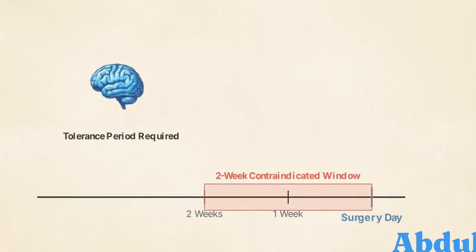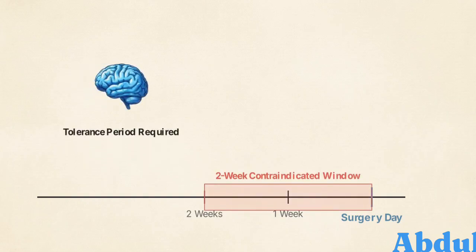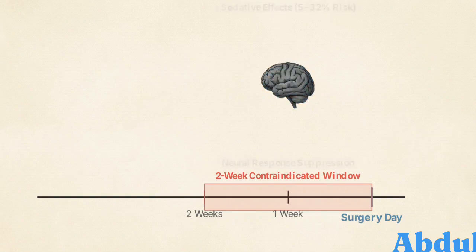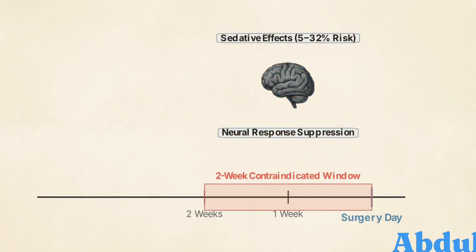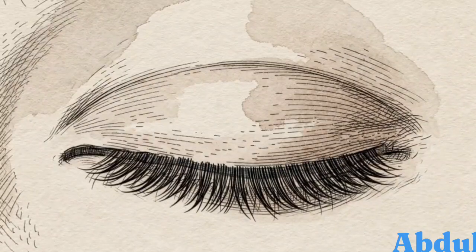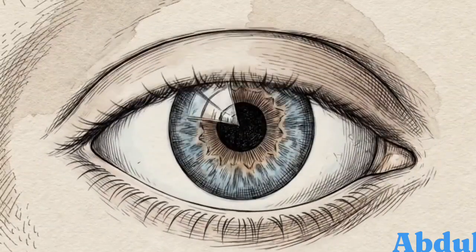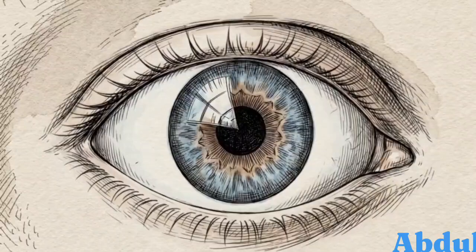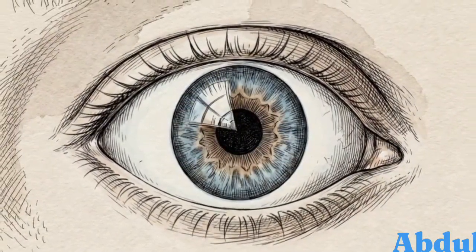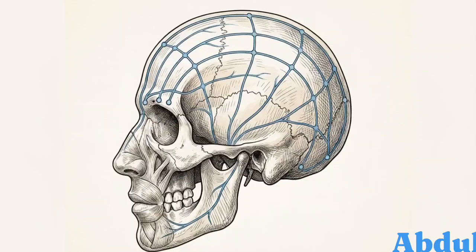Furthermore, initiating a new antiepileptic regimen within 2 weeks of surgery is contraindicated. The body requires time to develop a tolerance to the sedative effects of these drugs, and their presence suppresses the exact neural responses we intend to map. Preoperative pharmacological optimization ensures the patient arrives in the operating room with a clear cognitive baseline, entirely unmasked by unnecessary medical intervention. Intraoperative success relies entirely on regional anesthesia.